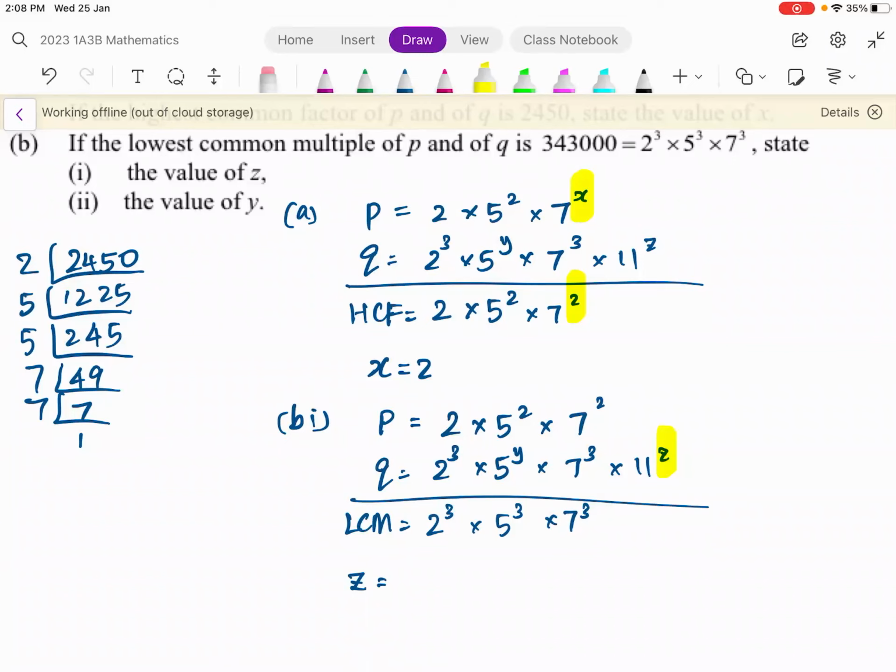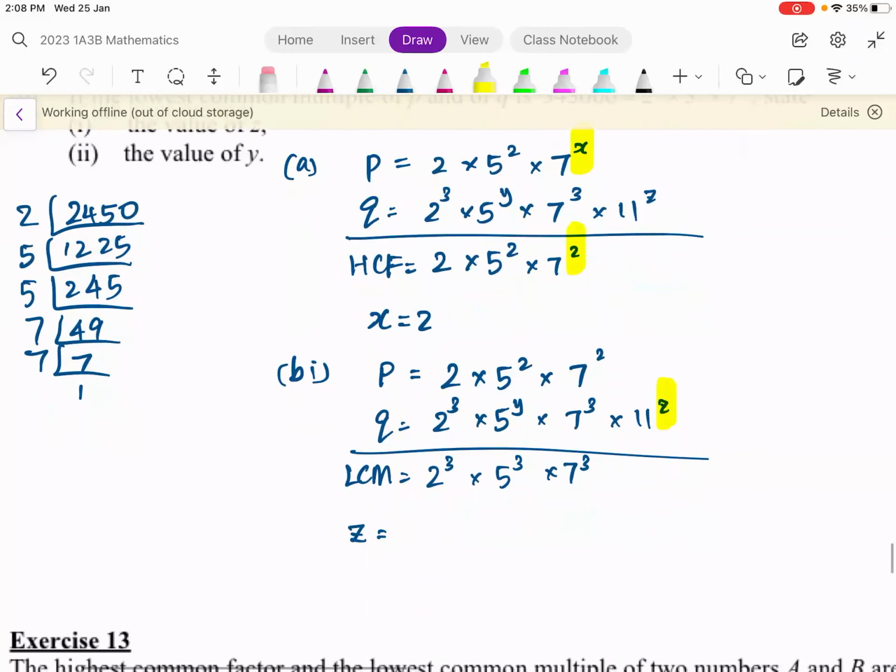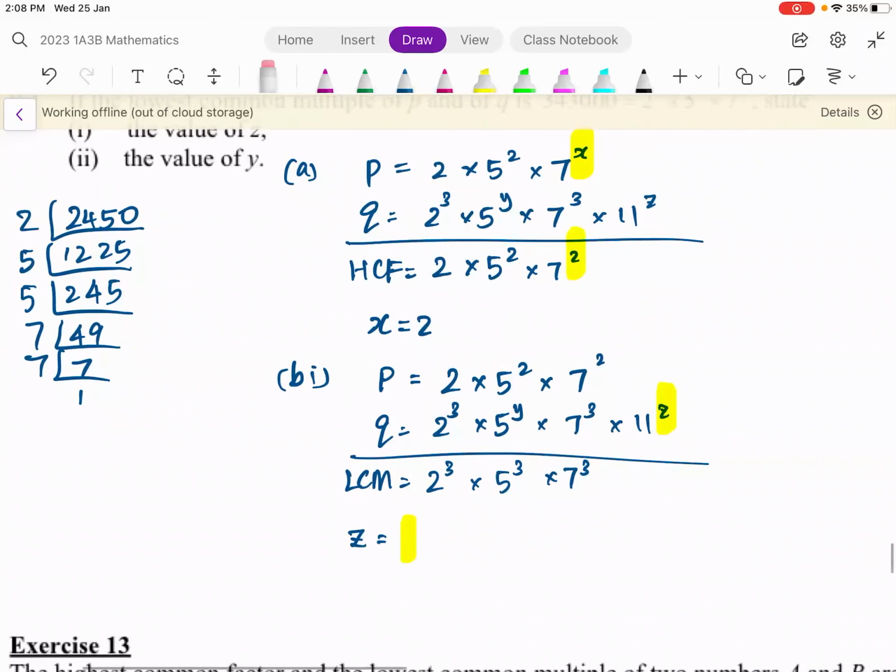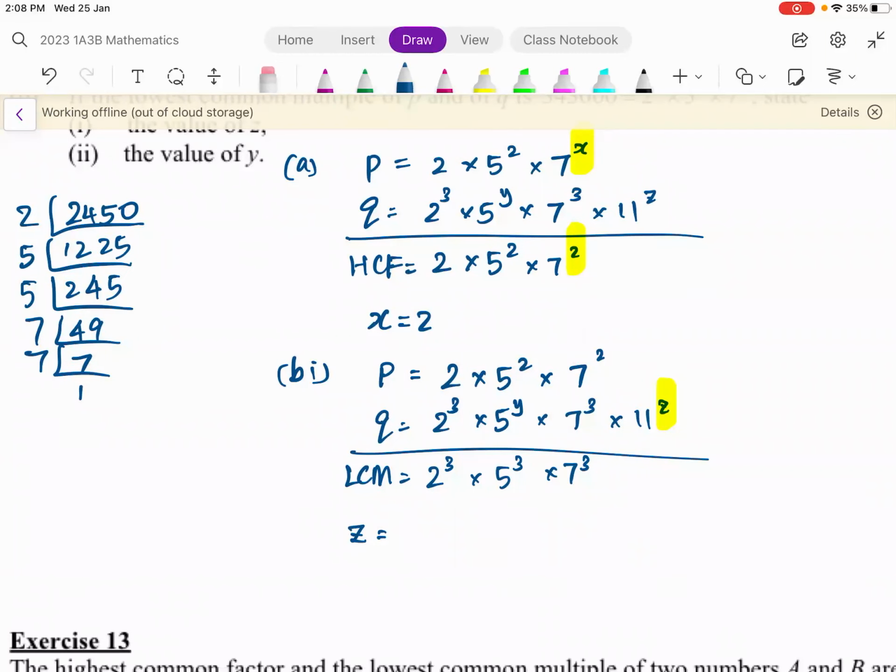1. Does that make sense? Yes, you're right. Z is 0. Very good. 11 power 0 is just 1. So technically, this number doesn't even appear. Okay? Power 0 is 1.